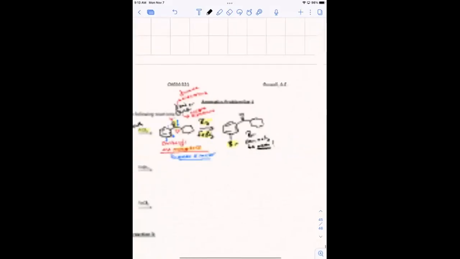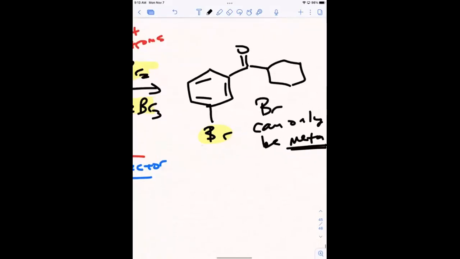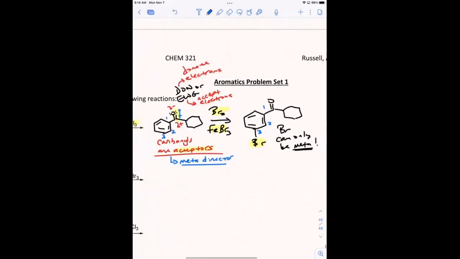Right? And meta, in terms of numbering, is the relationship between the two substituents, 1-3. So it's a 1-3 relationship. All right, questions about that? Yeah, go ahead. I think I might be confused, but you have Br2 and the iron bromide. What about the aluminum? What happened to that? No, that's a different catalyst for a different reaction.